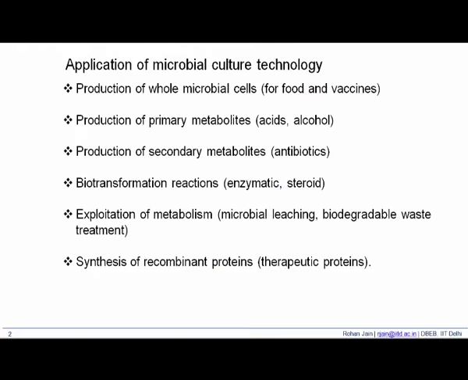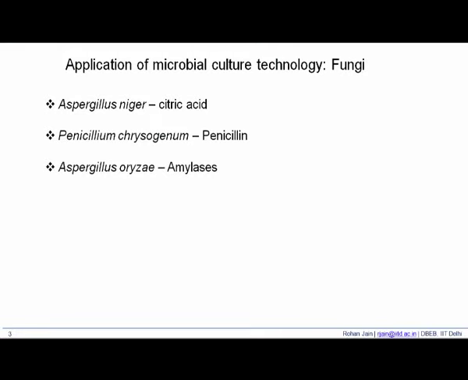Next is synthesis of recombinant proteins, therapeutic proteins. Interferon is a very good example that we have studied and discussed quite a few times, and microorganisms can be used for the production of these recombinant proteins. Now, microorganisms, as you know, would not be only one, right? You have bacteria, you have fungi, you have yeast. Yeast is eukaryotic, bacteria is prokaryotic. And different microorganisms produce different things.